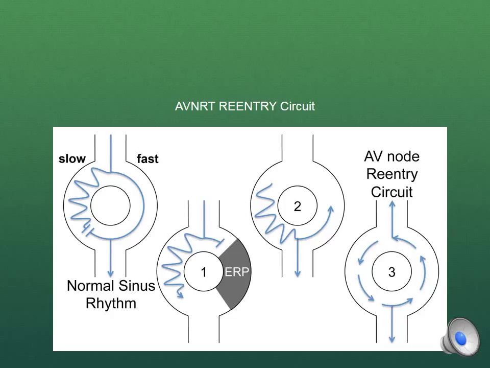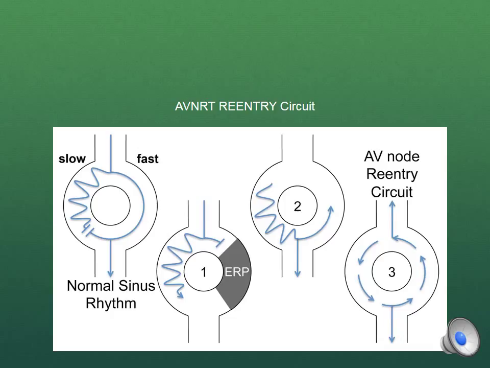So look at our third picture. We have a continuation of our slow side around the circle, and once it gets to the bottom of the circle, it innervates the ventricles, but it also goes back up the fast side.